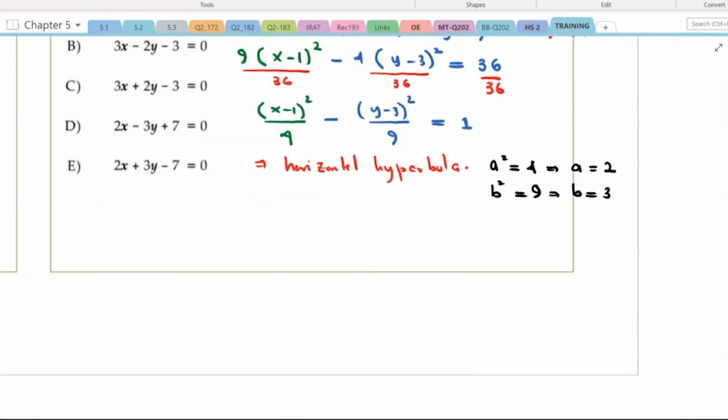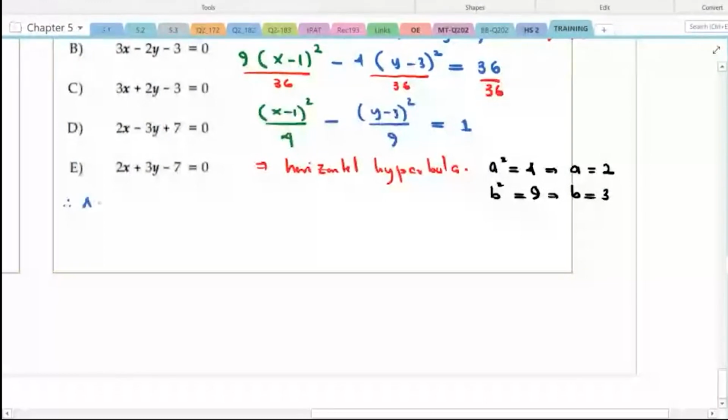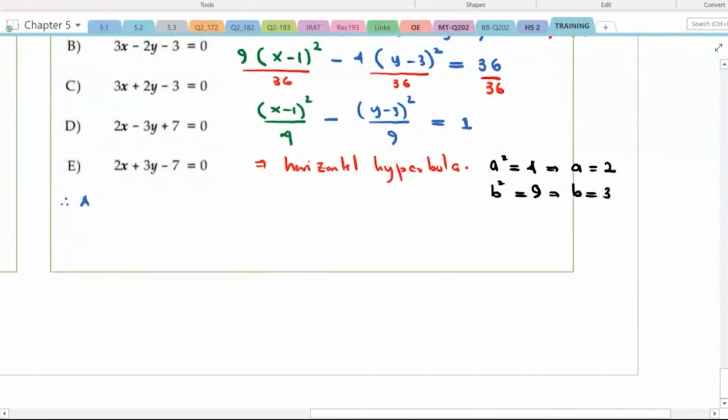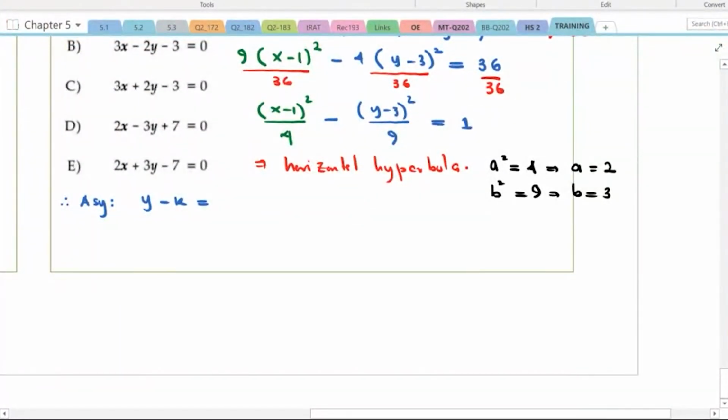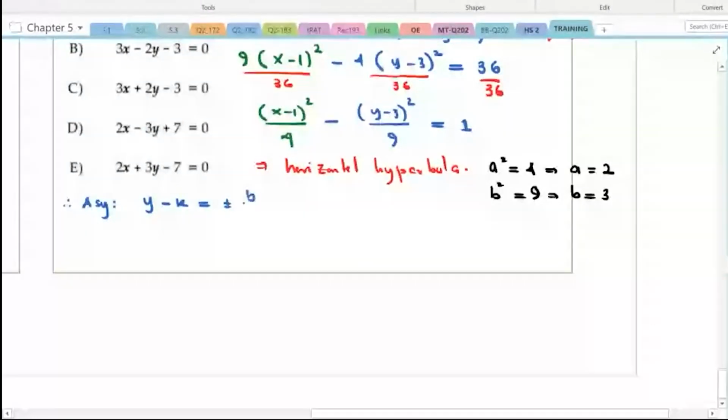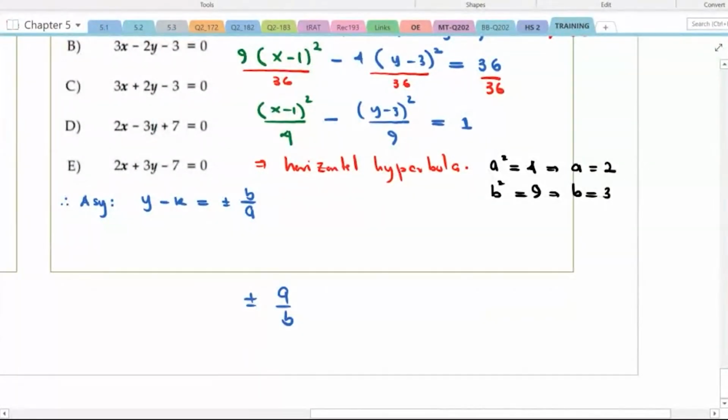Now let's talk about the asymptotes. We have two asymptotes, one positive and one negative, right? So here we have y minus k equal to, now because it is horizontal, plus or minus b over a. If it is vertical, it will be plus or minus a over b. We need to be very careful here, because if we make a mistake, we may still find the answer in the multiple choice. Vertical, it is a over b, while horizontal is b over a. And this is going to be times (x minus h). Everything else remains the same.